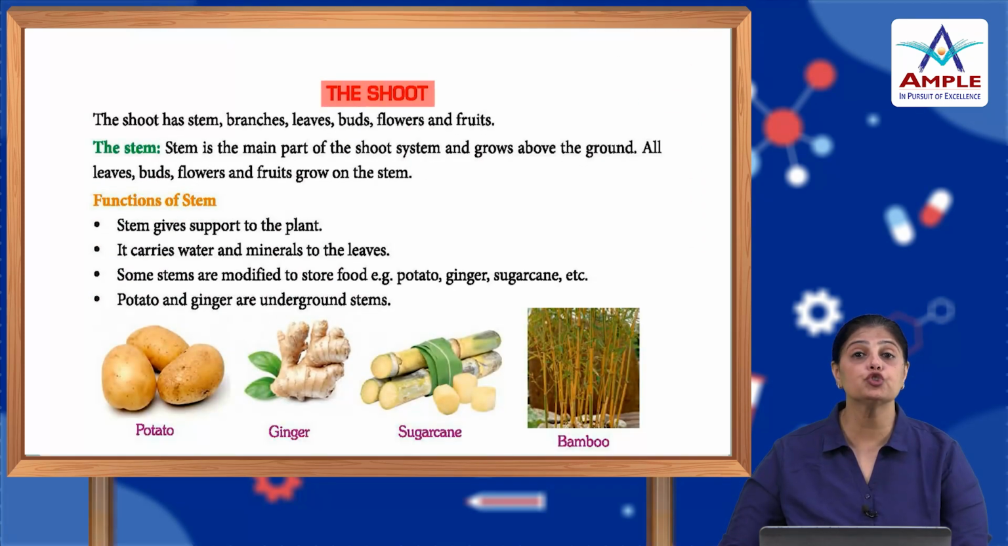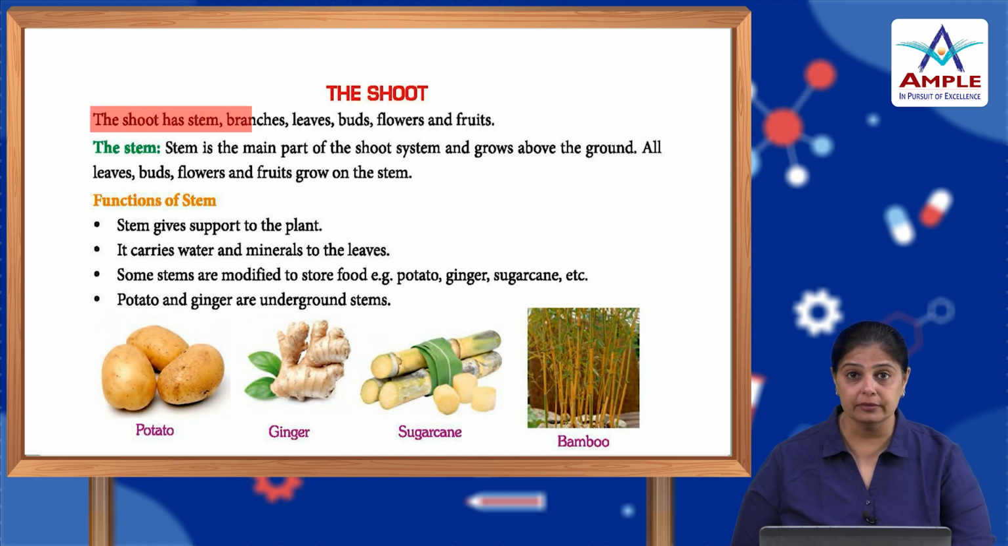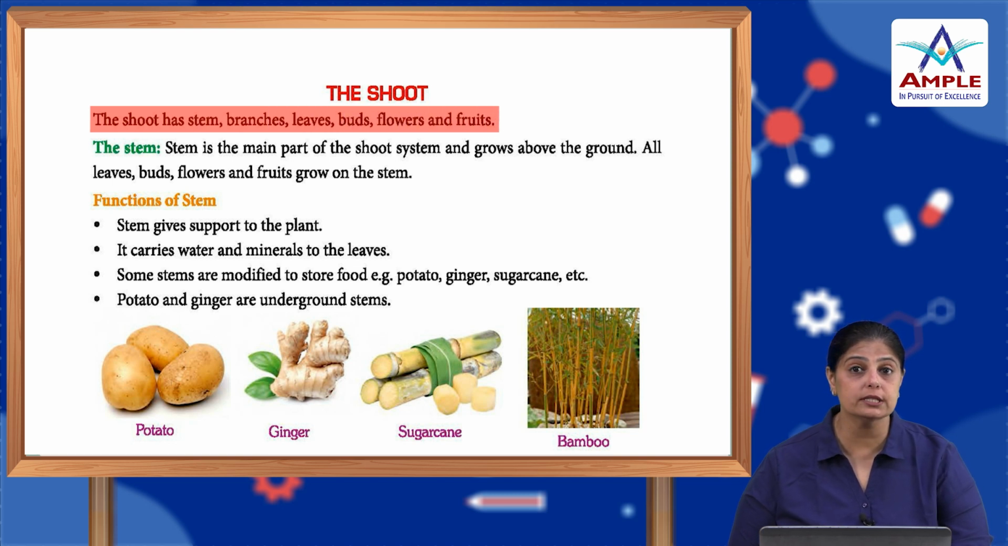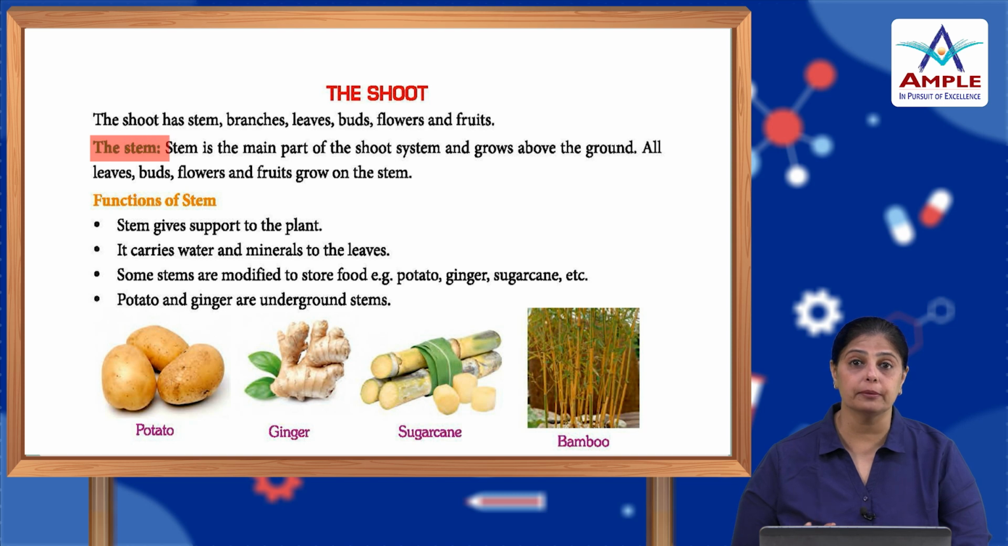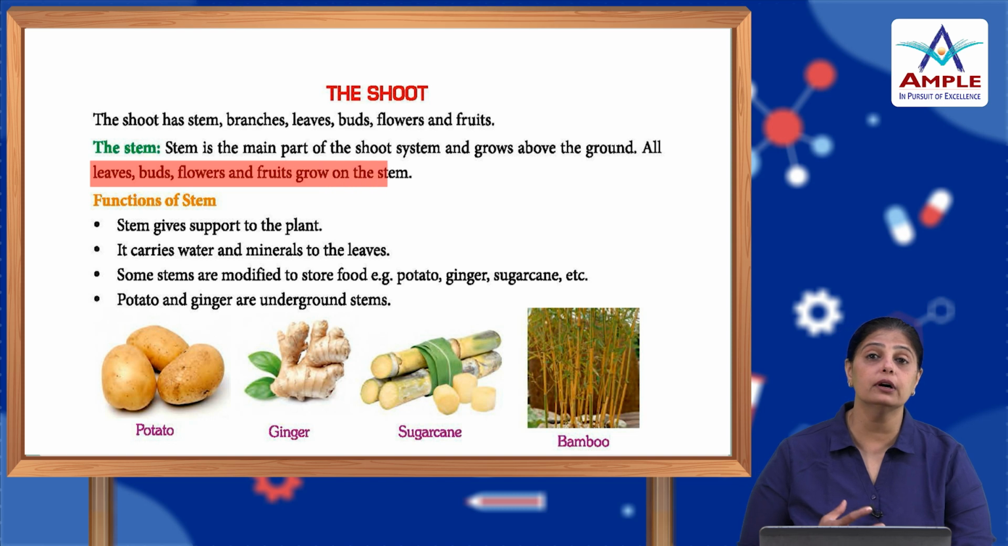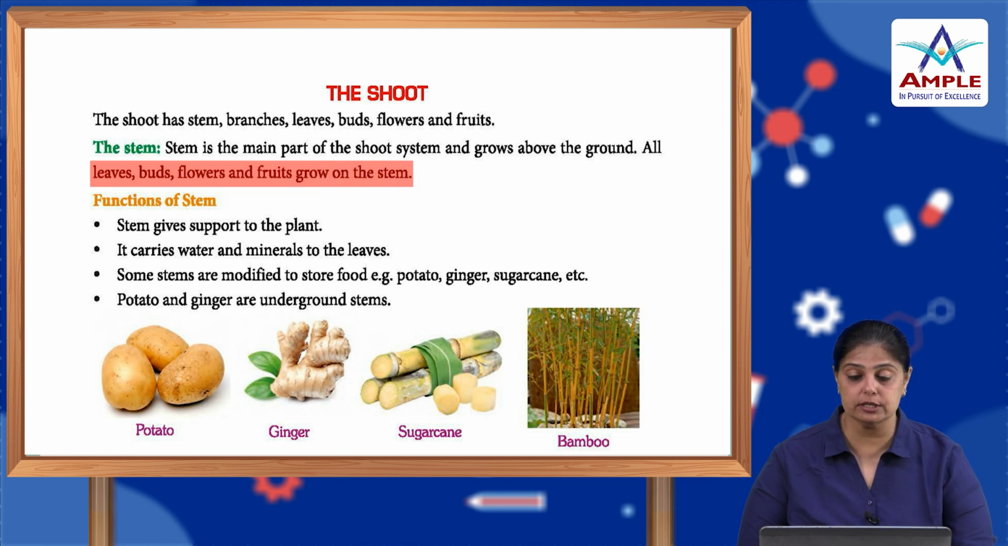Now, let us talk about the shoot, the portion of the plant which is above the ground. The shoot has stem, branches, leaves, buds, flowers and fruits. Now, what is the stem? Stem is the main part of the shoot system, and it grows above the ground. All leaves, buds, flowers and fruits grow on the stem.